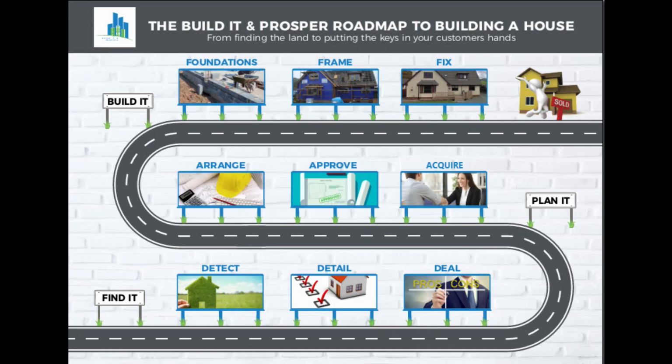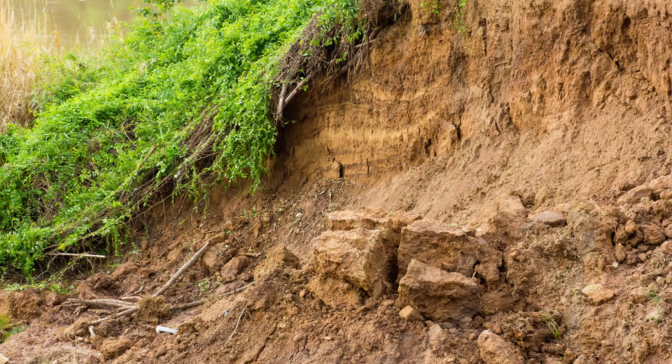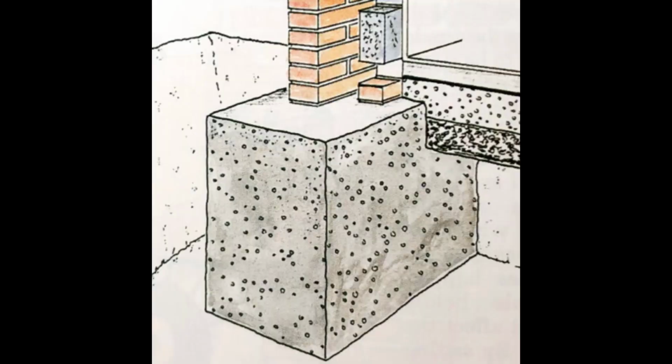For context, we are in the foundation stage, which is part of the build it phase. So why did we use three different foundation types? As I said in a previous video, foundations need solid ground. Where solid ground is relatively near the surface, i.e. within 2 meters of the surface, you can use trench or strip foundations.